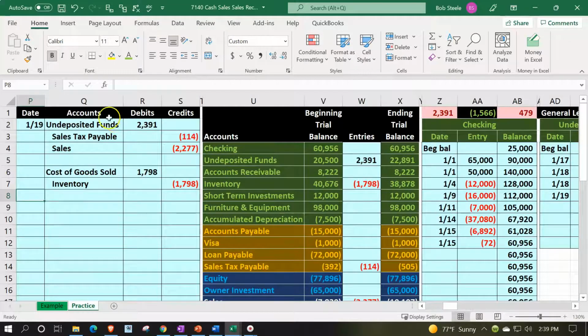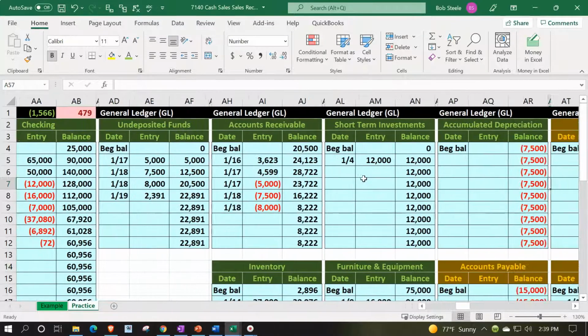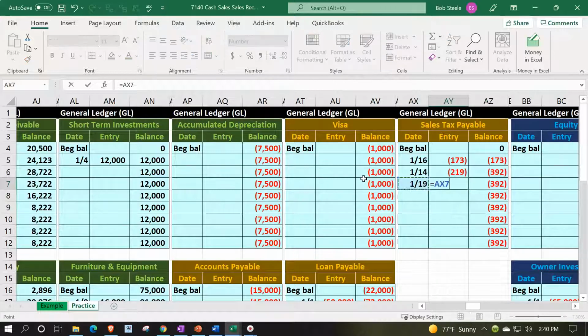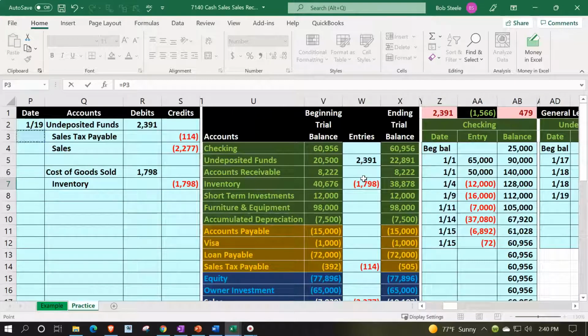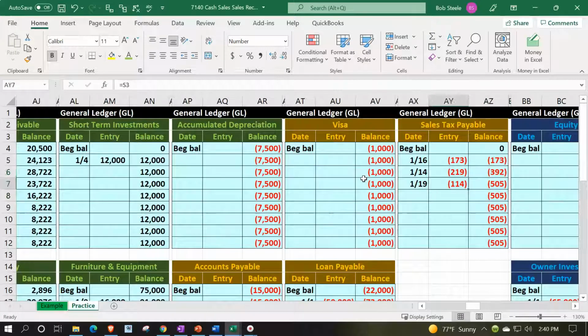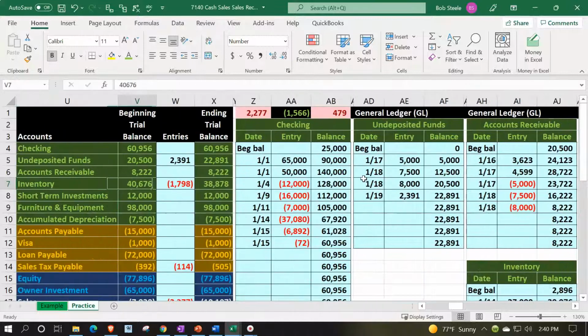Then we've got the sales tax payable, which is going to be down here. It's going to be the last liability account, same in the general ledger. Scrolling over to the GL, last liability account. We're in AX7. We got the 119. We're in AY7 equals left to the wall. And we're going to pick up then the sales tax payable of the 114. Bring in the 392 up by the 114 to the 505. That 505 should match what's on the trusty TB. As it does, we're going to be out of balance still on the general ledger.